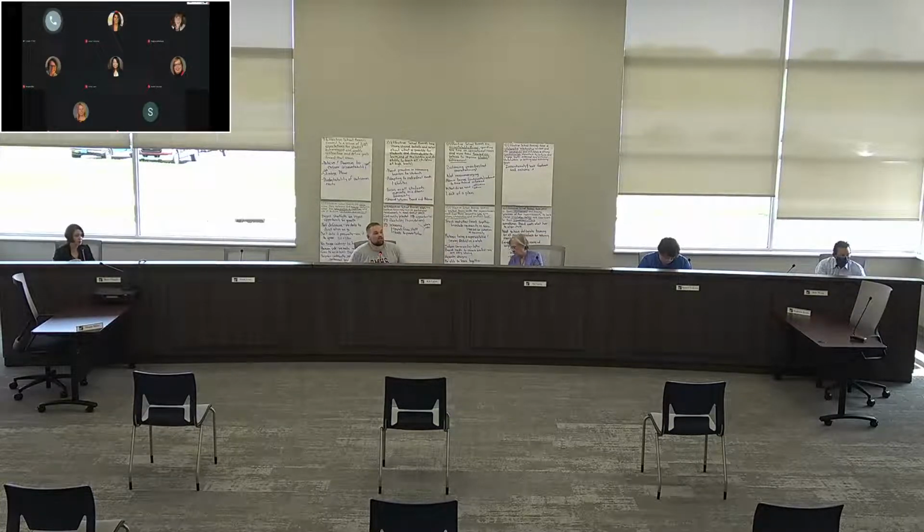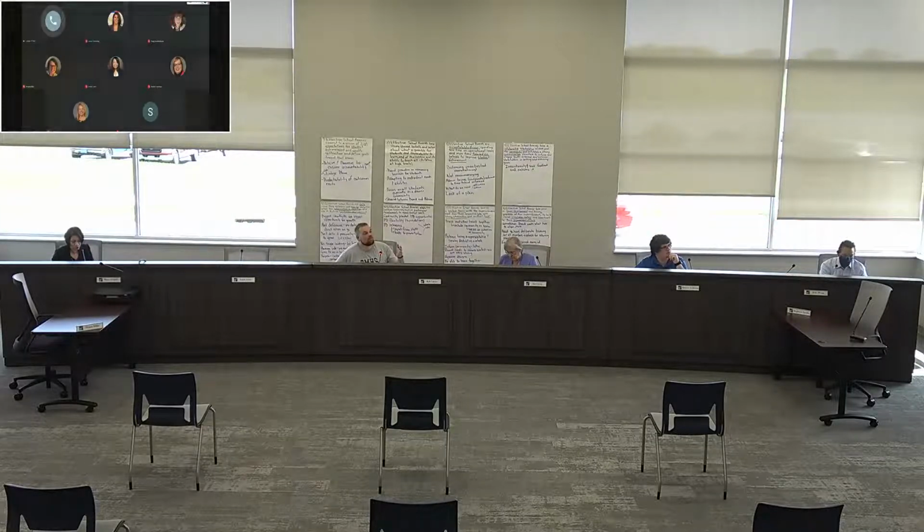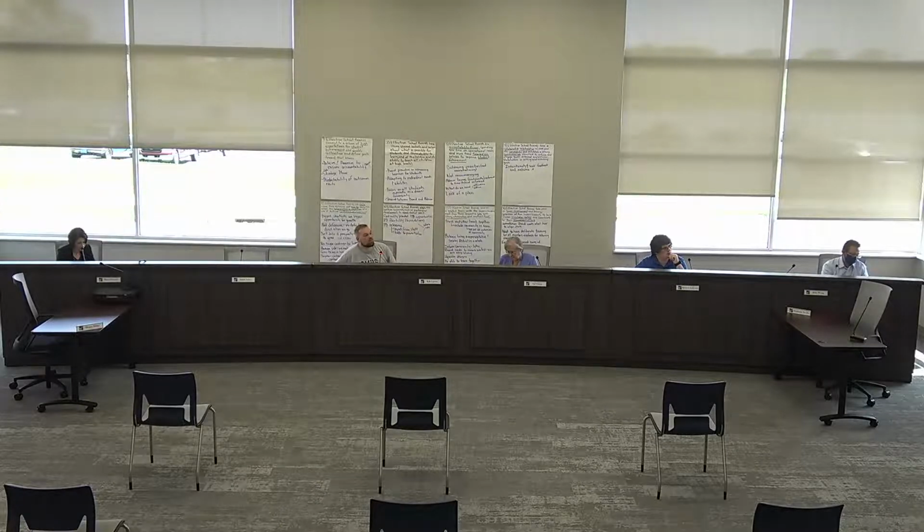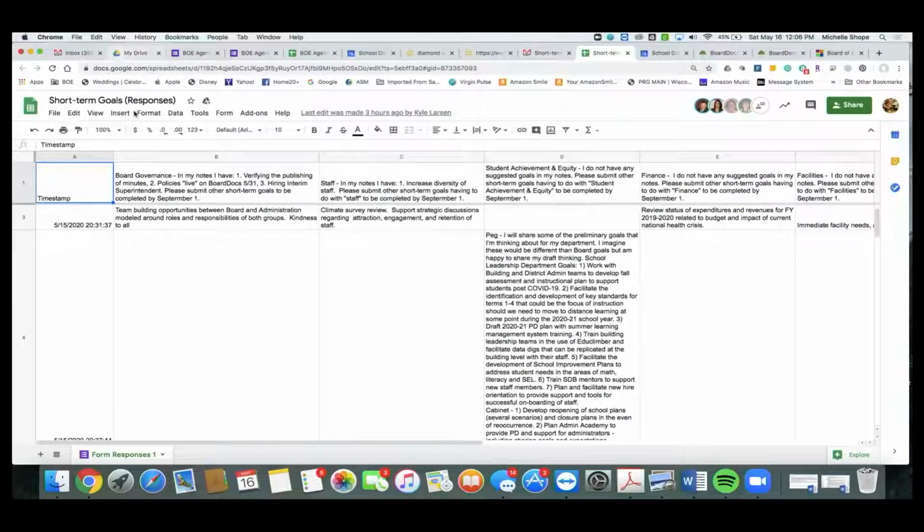Okay, and this document is not pretty by any means. After the Google form, it just dumps into a spreadsheet. So B is the first one, under board governance. C is under staff, so anything pertaining to staff and personnel. D is student achievement and equity, so anything under that category. Finance is column E, facilities is column F, and then communication is G.